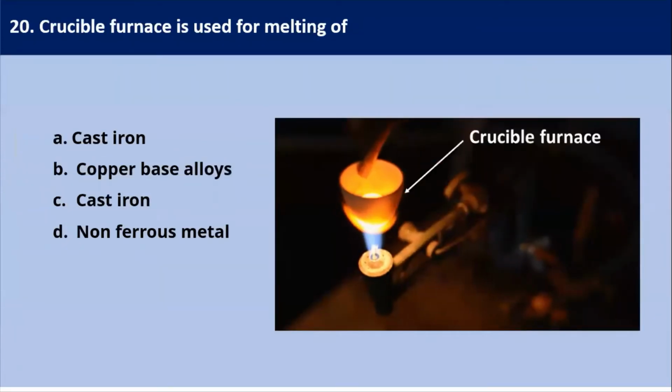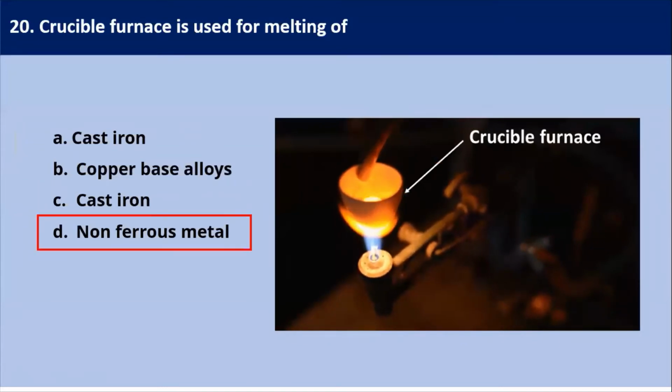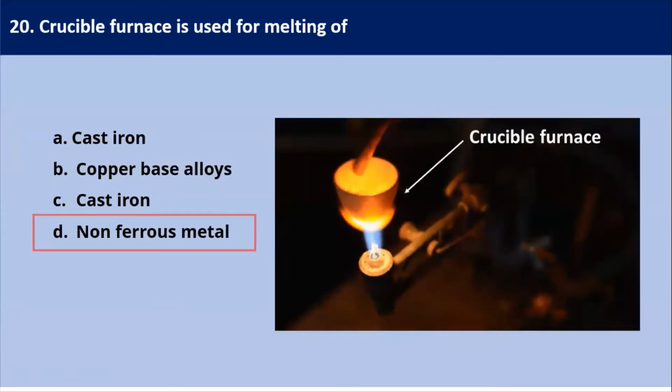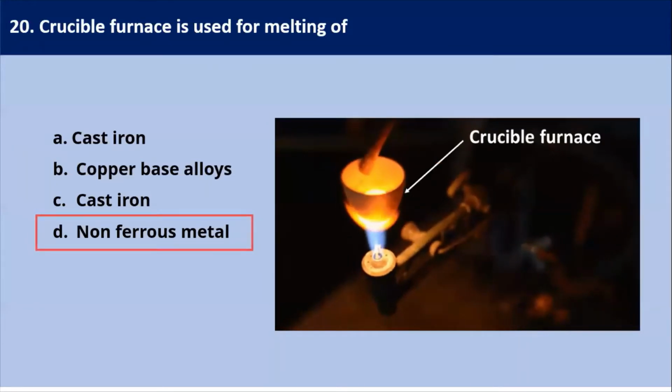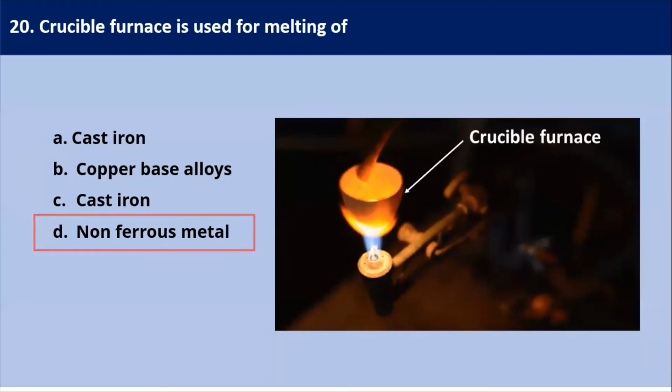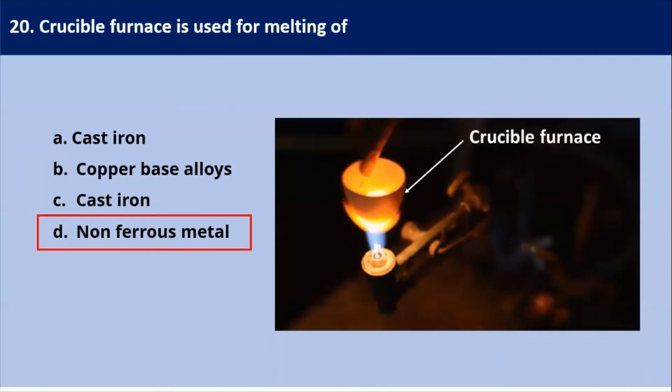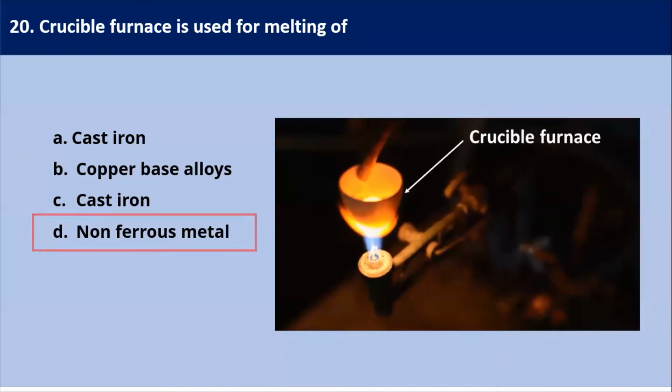Next question. Crucible furnace is used for melting of non-ferrous metal. The crucible holds the charged material, and the choice of refractory material depends on the type of charge, that is, acidic, basic, or neutral. So that's why in this case our answer is non-ferrous metal.